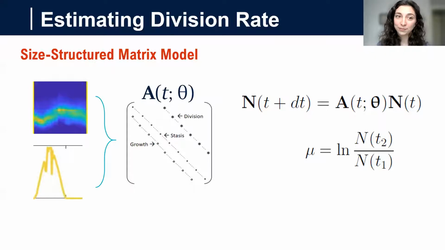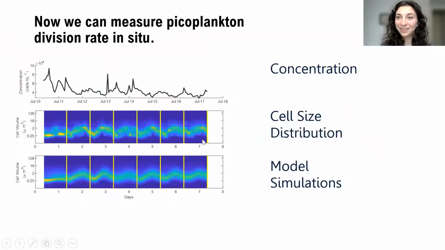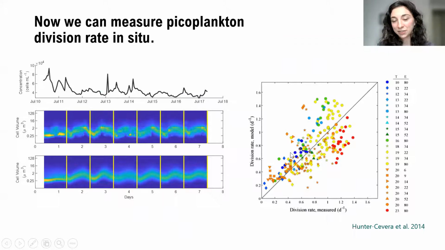Then we're going to simulate our cells in the model and see how frequently they're dividing. And then we use the division rate of the simulated cells as our estimate for the division rate of the cells in situ. And this works pretty well. Not only are we able to reproduce the size distribution dynamics that we observe, shown by the simulations here, but we're actually getting division rate estimates that are consistent with those that we would get from a dilution series experiment, which is the more traditional way for estimating division rate of these populations.